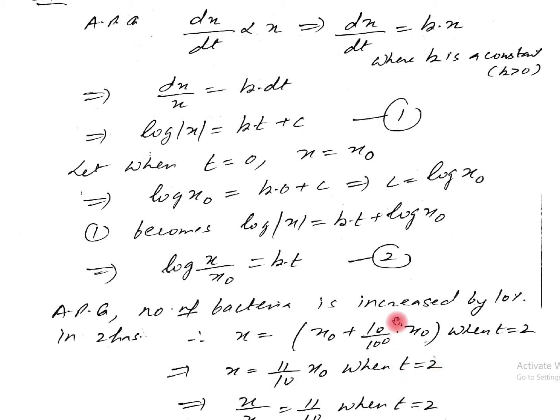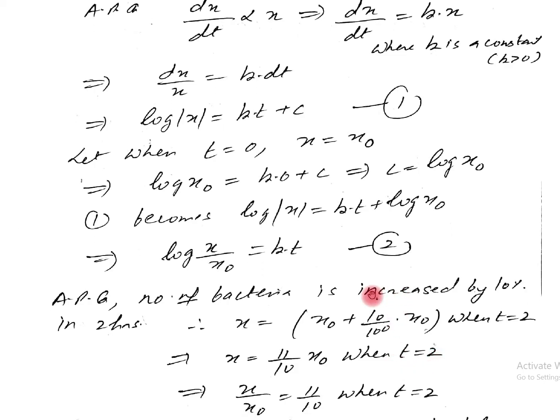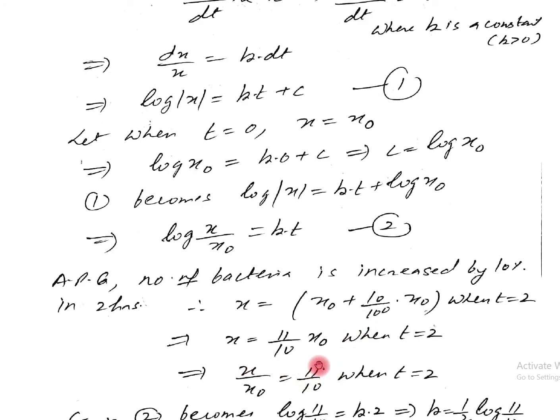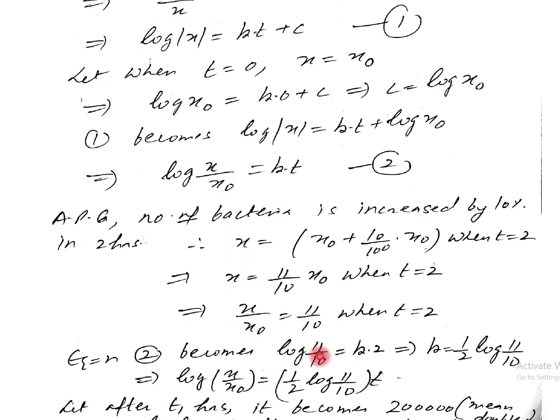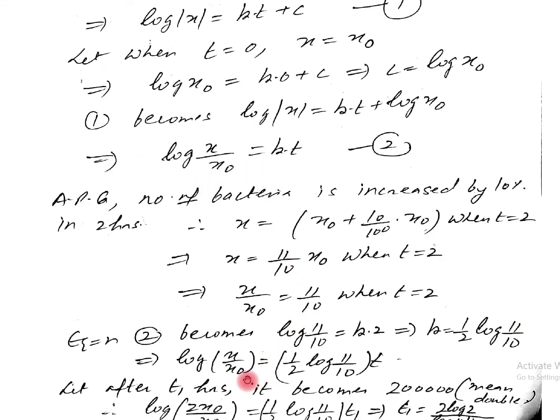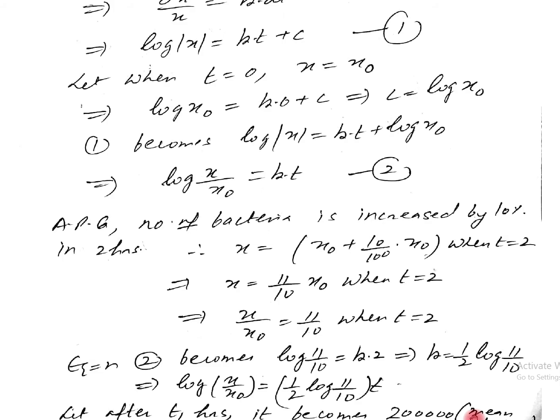Now putting this value in equation 2, we get x upon x naught equal to 11 by 10. Putting this value, equation 2 becomes log of 11 by 10 equal to 2 into k. So the value of k is 1 by 2 log 11 by 10. Putting this value of k here, we get log of x upon x naught equal to 1 by 2 log 11 by 10 into t. Now we have to tell in the question after how many hours the bacteria become double.